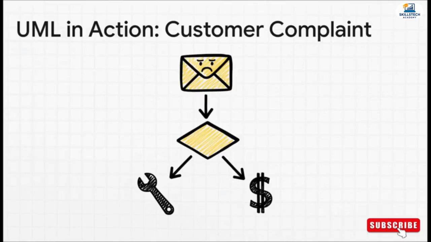So let's say you've got a customer complaint. A UML diagram would be perfect for mapping its entire journey. See, you're not trying to map the whole company here. You're just following the path of that one complaint ticket, from the moment it's received to how it's categorized and then where it gets sent for a resolution. It's all about following that single piece of info.